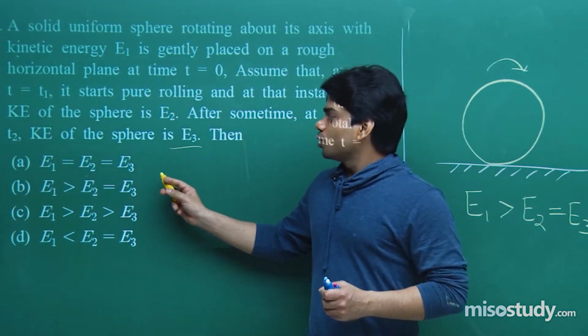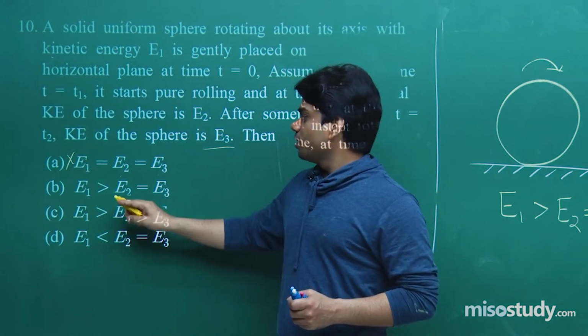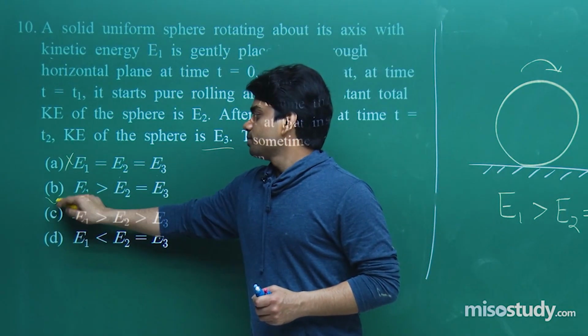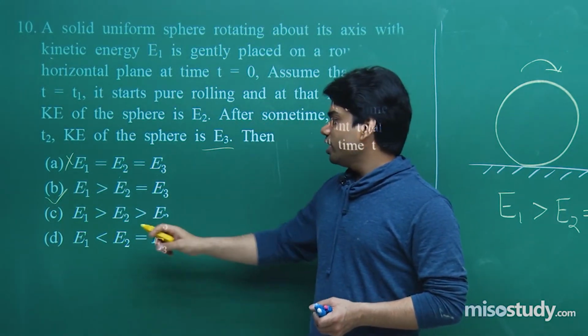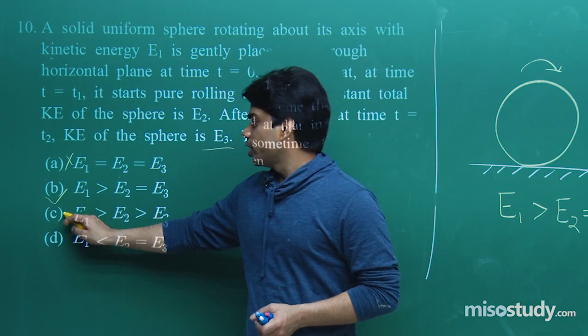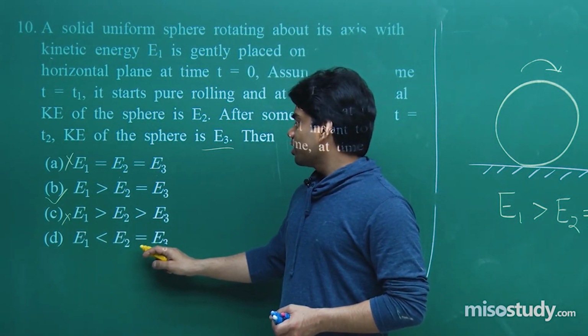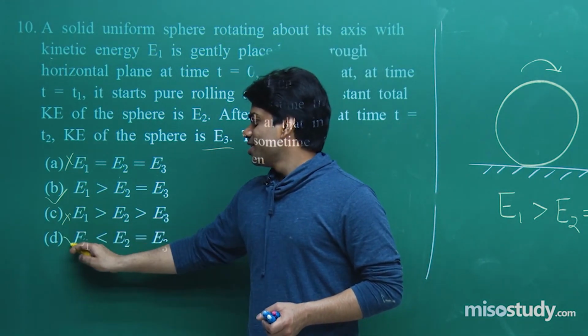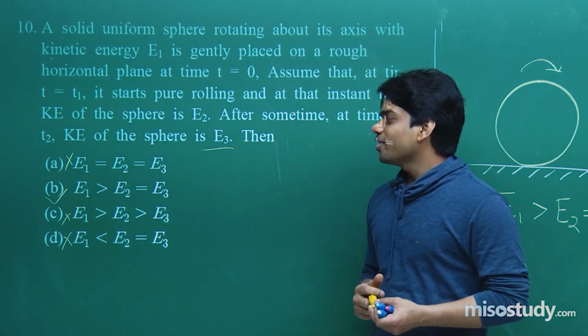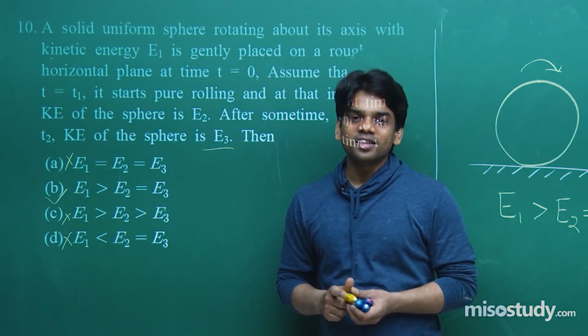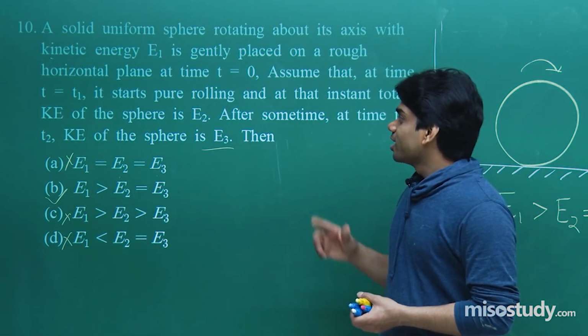E1 equals to E2 is equal to E3? No. E1 greater than E2 equals to E3? Yes. This is what we have taken down. C, E1 greater than E2 greater than E3, so incorrect. E1 is less than or equal to E2, E3, so incorrect. Only option that is correct is E1 greater than E2 equal to E3. This is the option that has been given to us.